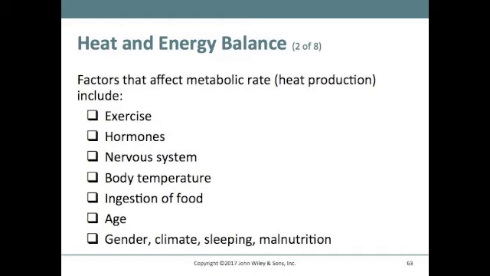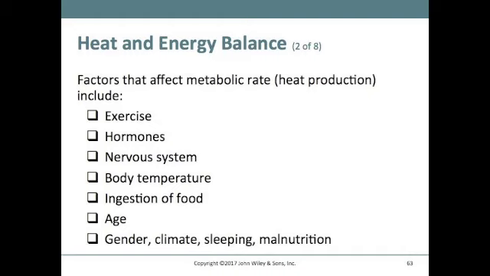The higher the body temperature, the higher the metabolic rate. The ingestion of food raises the metabolic rate 10 to 20% due to the energy costs of digesting. The metabolic rate of a child in relation to its size is about double that of an elderly person due to the high rates of reactions related to growth.